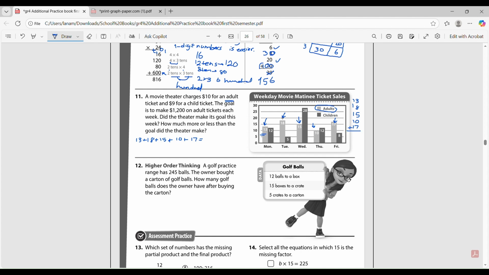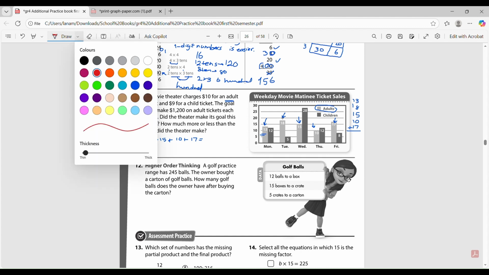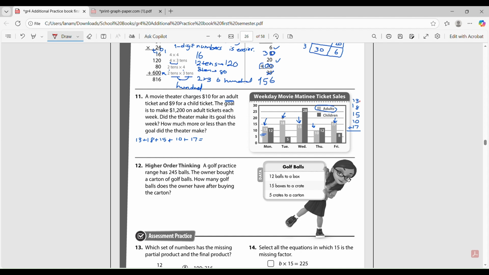Now I can look at the numbers that would make it easier for me to add. For example, 3 and 7 make 10. Okay, so 3 plus 7 is 10. Plus 5, 15. Plus 8, 23. So I'm going to put the 3 here and I will carry the 2. Now 2 plus 1 is 3. Plus 1, 4, 5, 6, 7. So the answer is 73.